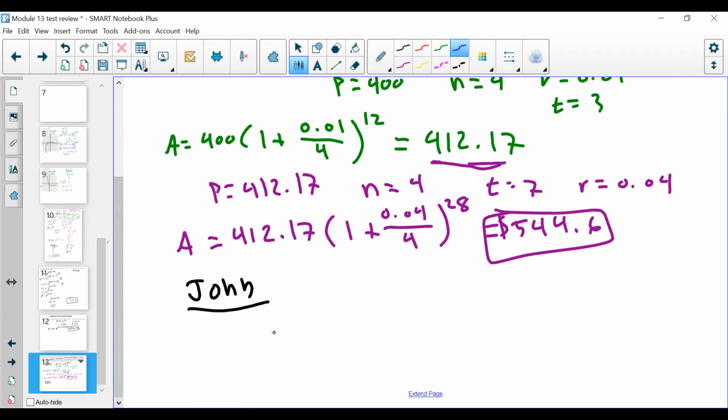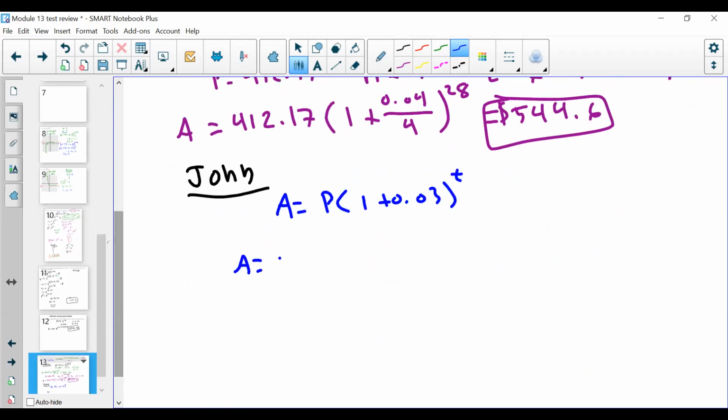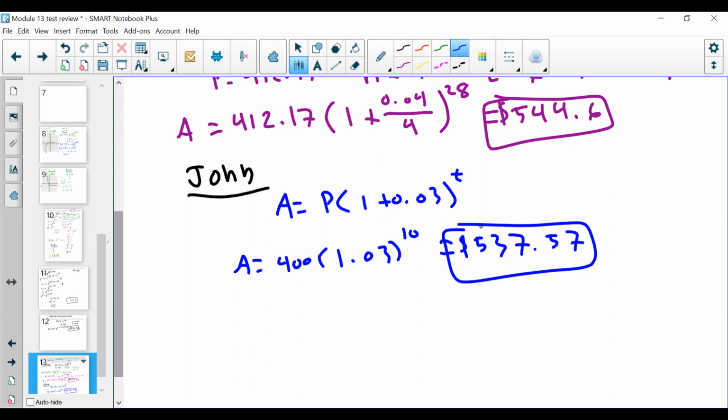For John, it's pretty straightforward. The amount he has in his account equals the principal times 1 plus the interest rate of 0.03, raised to just t, which is 10. So the amount he has is 400 times 1.03 to the 10th power. When you do that, you get $537.57. So it looks like John was worse off by approximately $7.03. And that's how you solve both of those.